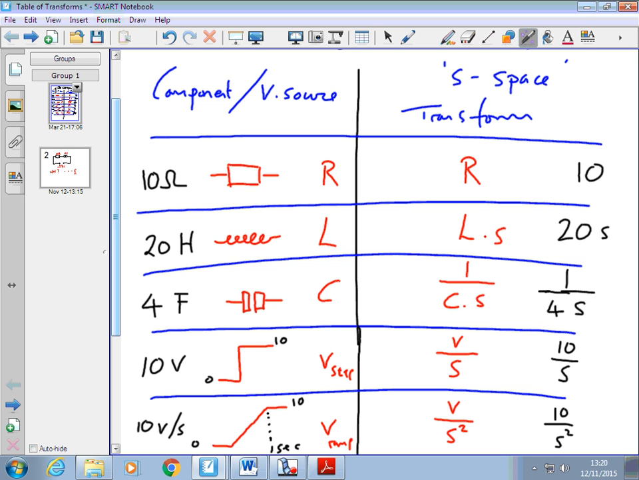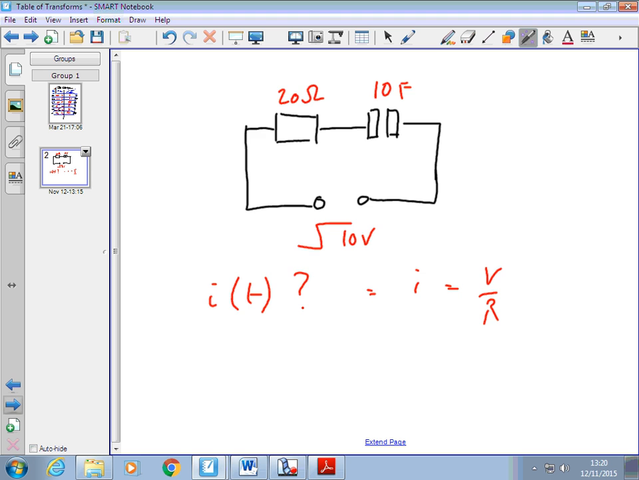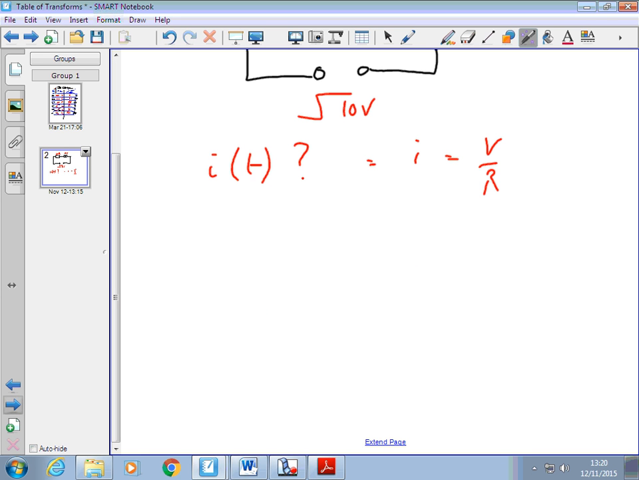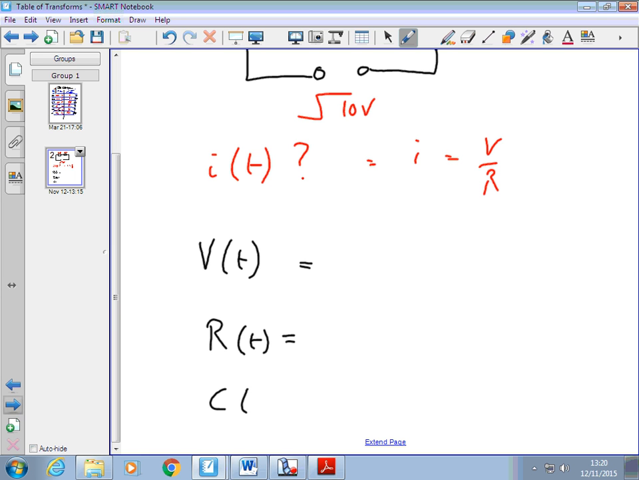That's the idea. So the initial step is to take our components and transform them into S space. We have the voltage as a function of time equals whatever that is from our transforms. The resistance component as a time component, what does that become? And the capacitance, what does that become?